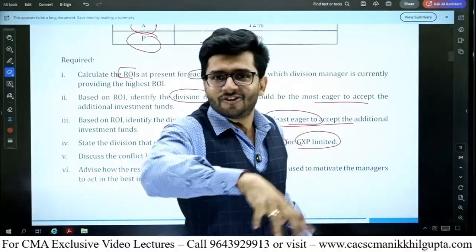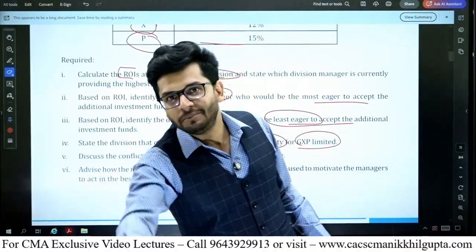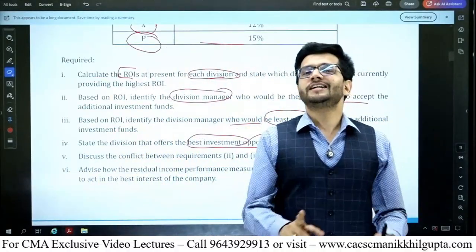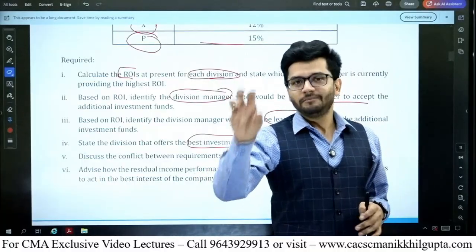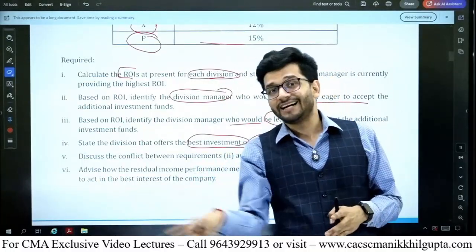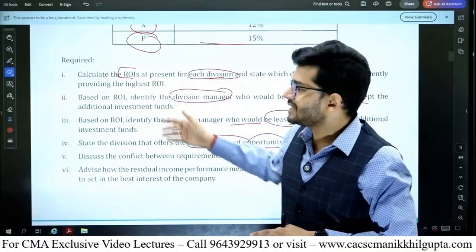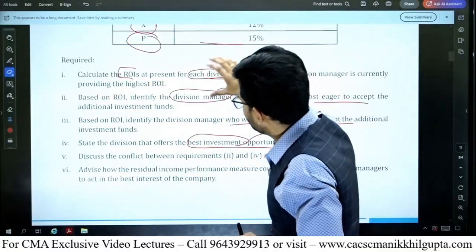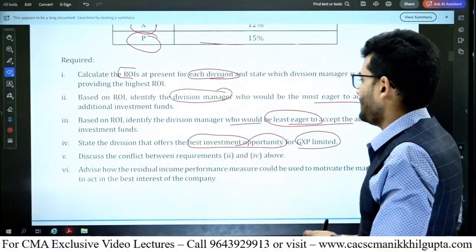So the division's option may be different from what is beneficial for the entire company. A division may benefit from one particular decision, but that will be detrimental to the company. So both things are required to be analyzed. First, division-based analysis. Second, company-based analysis.